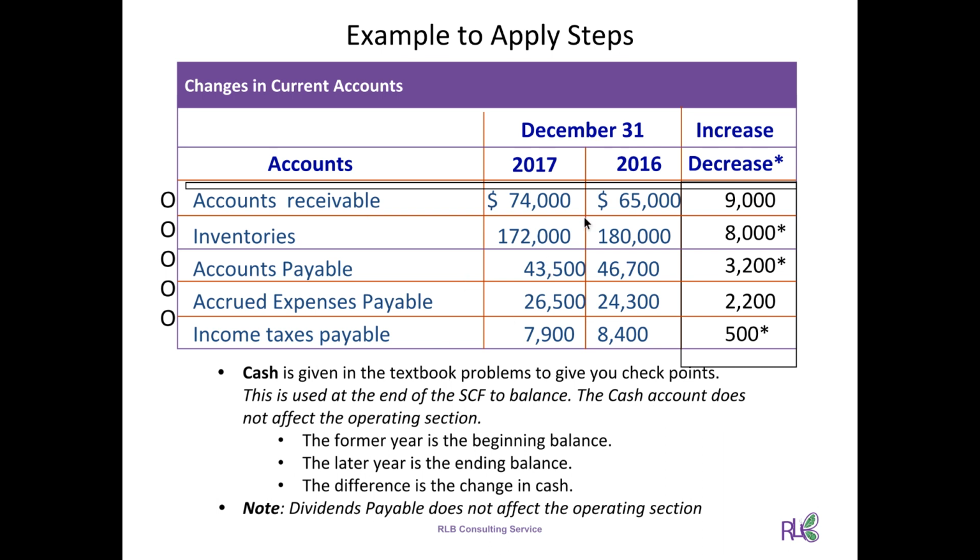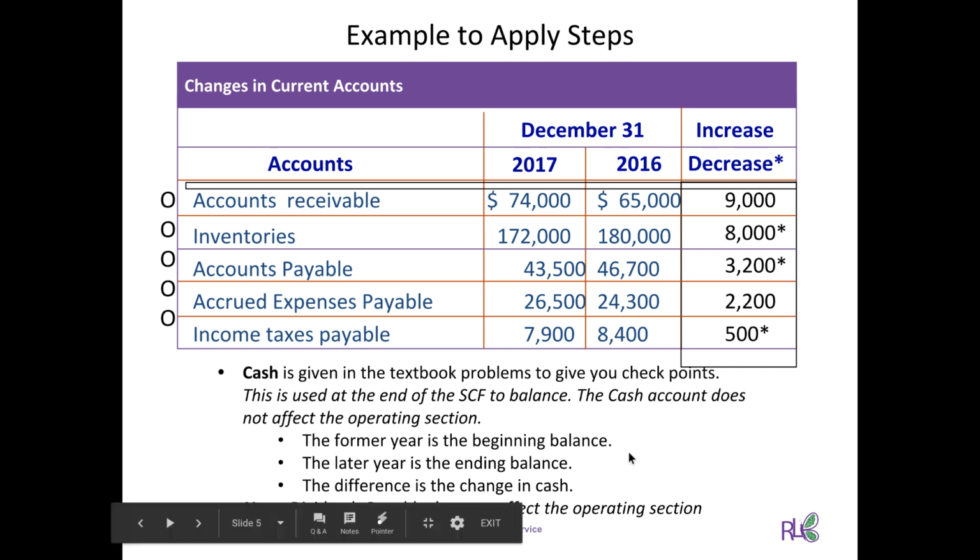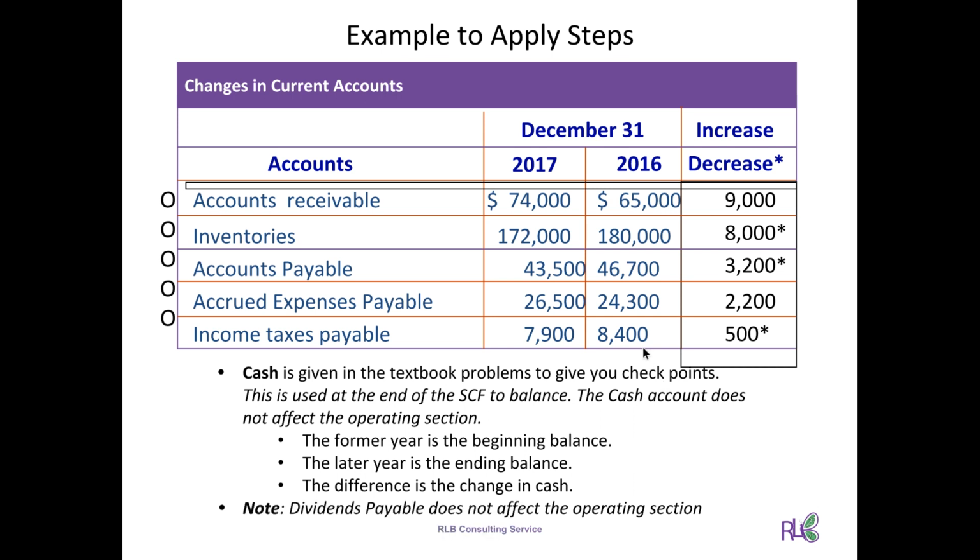The former year, so if you were given cash for 2016, that will be your beginning balance. The latter year, 2017, will be your ending balance. This $9,000, if this were cash, would be the change in cash. That's what this is talking about, meaning that after you added operating, investing, and financing subtotals, your cash changed by that amount. Dividends payable is not listed here either because it does not affect the operating section. Dividends payable only affects the financing section, so therefore it would not have been listed here in my example because I'm just focused on operating.